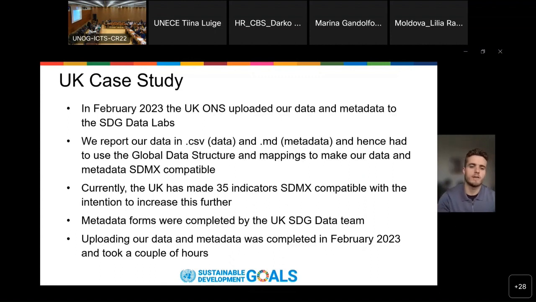But obviously a lot of time and effort went into making the data and metadata SDMX compatible. So it can be a time-consuming process. It's ultimately dependent on what your data format is, your structures, and how easy it is to change and map.